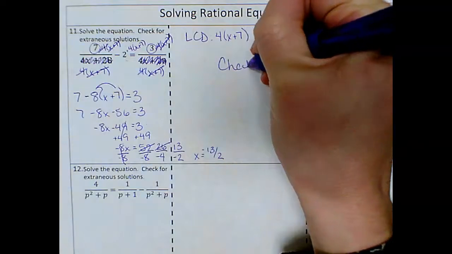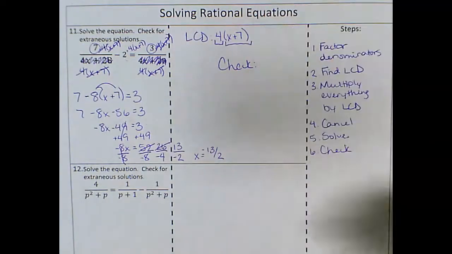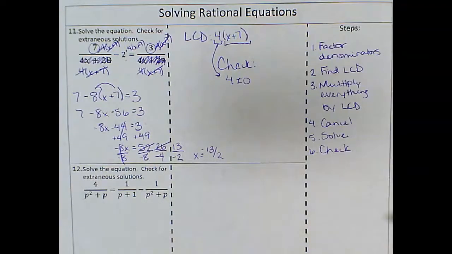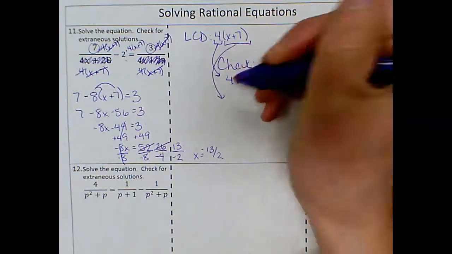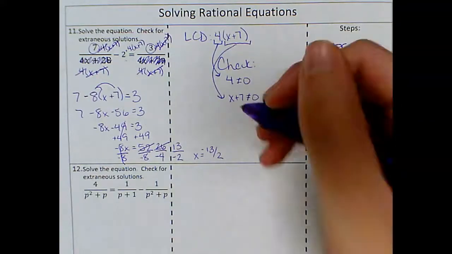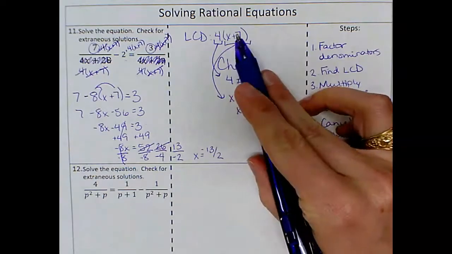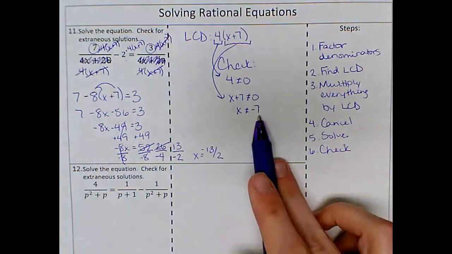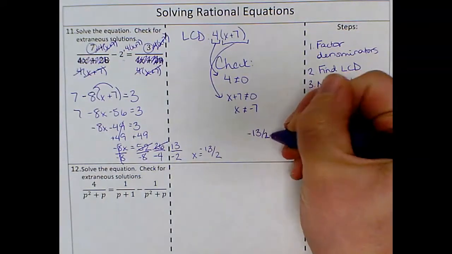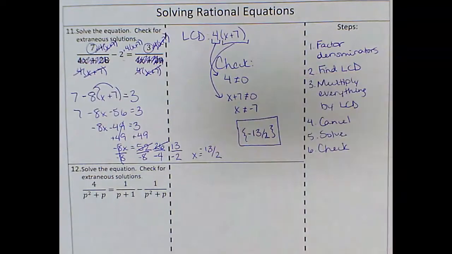And the way I do that is I make sure that each part of my LCD does not equal 0. Well, if I set 4 not equal to 0, that doesn't really tell me anything. However, if I set x plus 7 not equal to 0, then x can't be negative 7. It can't be the opposite of this constant right here, which is okay. That doesn't interfere with the solution that I got, so my solution is negative 13 halves. That does not make my denominator 0.